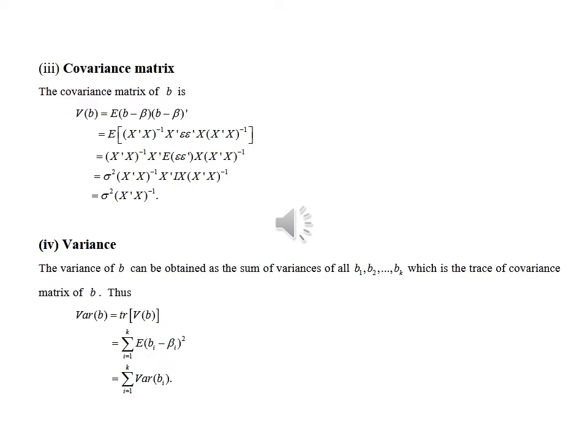This is the variance. The variance of b can be obtained as the sum of the variances of b1, b2, up to bk, which is the trace of the covariance matrix of b. Thus, variance of b equals the summation of the expected value of (b minus beta i) squared, which equals the summation of the variance of b i, from i equals 1 to k.